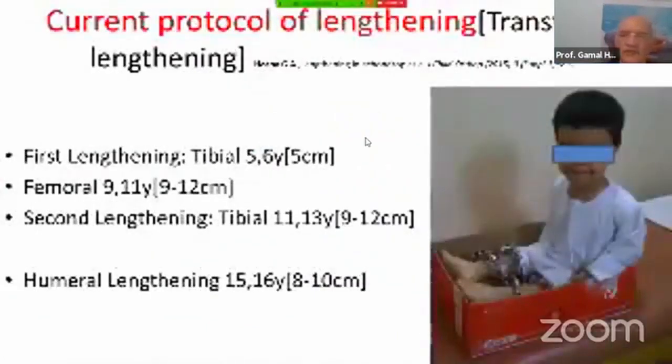My current protocol of lengthening now, we use a transverse lengthening. We start from a very young age, 5 to 6 years. We did 5 centimeters. And we do over lengthening of the tibia to tighten the lateral ligament and to correct the varus deformity. And then we do femoral lengthening at the age of 9 to 12, 9 to 12 centimeters. Then a second tibial lengthening, bifocal, 9 to 12 centimeters. Then humeral lengthening at the age of 15 to 16. So before the patient goes to college or university, he's almost normal in shape.